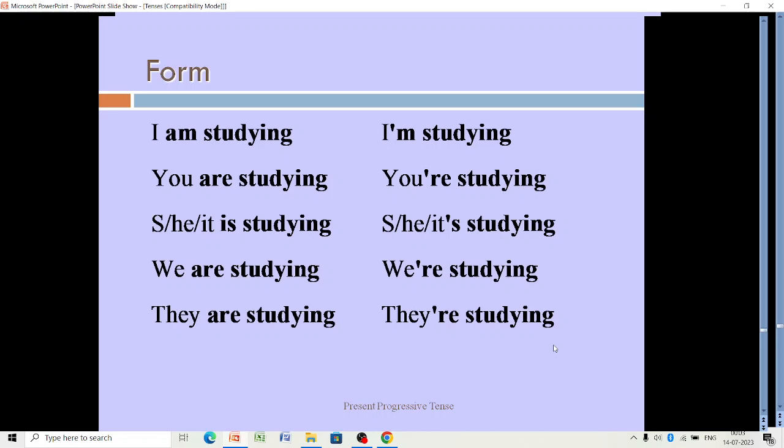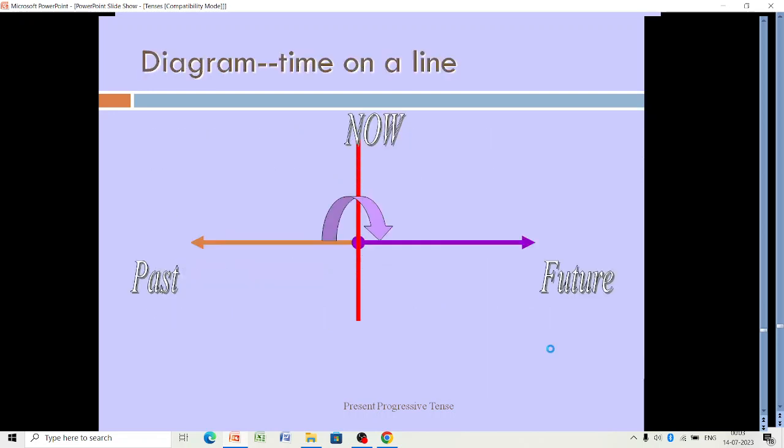So the two forms are also given here, contracted as well as full: I am studying, you are studying, it is studying, we are studying, they are studying. Instead of studying, you can use a number of verbs based on the situation, based on the action. But this is the form of present continuous. The action is going on at the time of speaking.